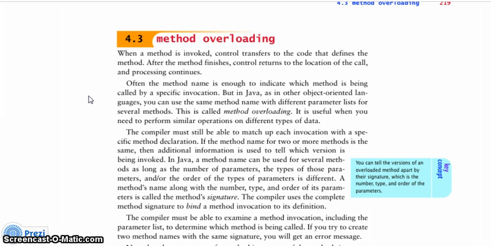But in Java, as in other object-oriented languages, you can use the same method name with different parameter lists for several methods. This is called method overloading. It is useful when you need to perform similar operations on different types of data. So my point is, you can create multiple methods or multiple constructors, but the parameter list is different, and that's what this section talks about. So you need to make sure you also read the rest of the information in the textbook.